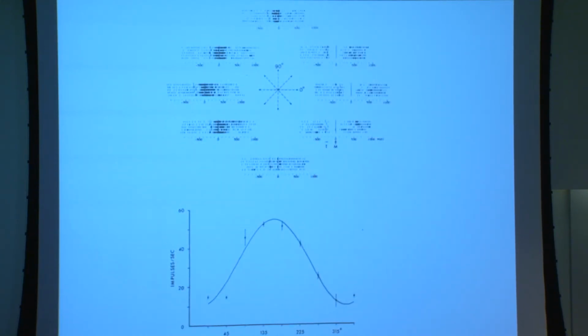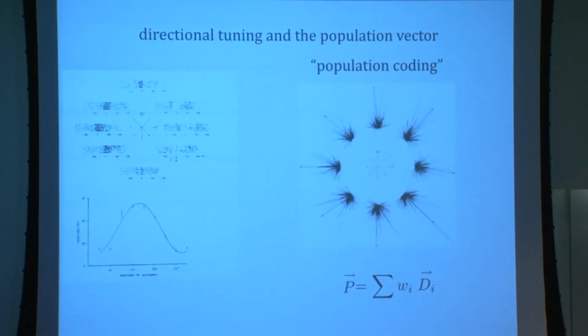You can fit, as it turns out, a curve to this pretty easily, a cosine curve. And the point at which the neuron fires the most is called the preferred direction. They then showed that you could combine these preferred directions, weighting by the firing rate, and get what they call the population vector. Here's a representation of a whole bunch of neurons with different preferred directions, and the length of each is the firing rate, and the result of adding those together is the population vector, and they showed that it actually points in the direction of movement. So this was very, very interesting.